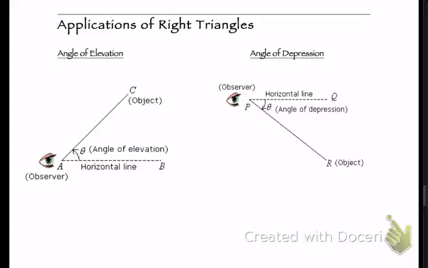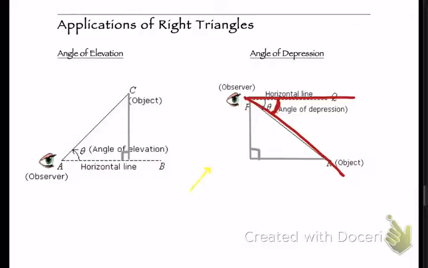The other one is the angle of depression. Here's where you have to be careful. The angle of depression, here is the right triangle that you form for the angle of depression. Notice the difference. It's not this angle here when we're talking about the angle of depression. It's this angle here from your eyesight down. That's the angle of depression that's formed, not this angle right here.